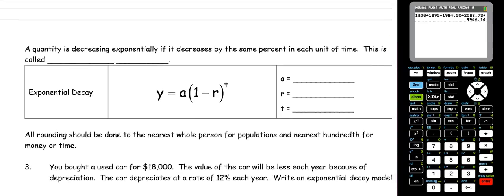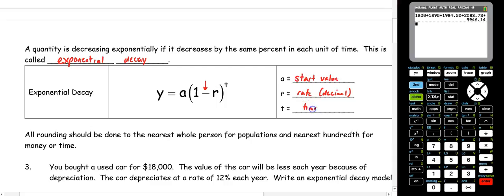Now we're going to switch and we're going to look at what happens when we're losing money. So when we have a quantity decreasing exponentially, if it decreases at the same percentage each time unit, this is called exponential decay. Now, it's the same thing. The only difference here is that instead of adding our rate, for decay, we're going to subtract our rate. So A still stands for the start value. R still stands for the rate as a decimal. And T still stands for time.